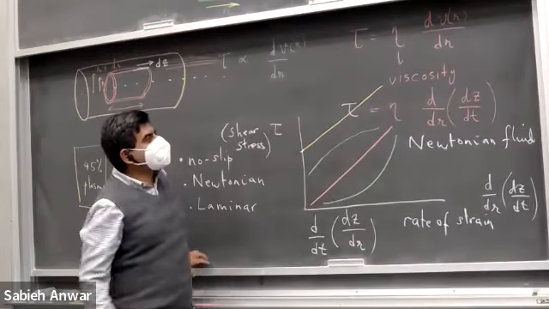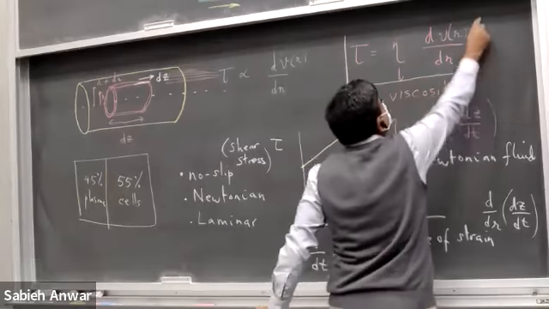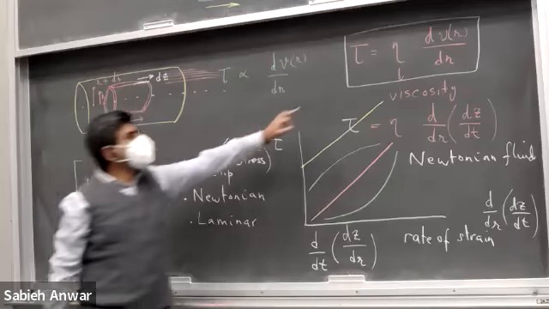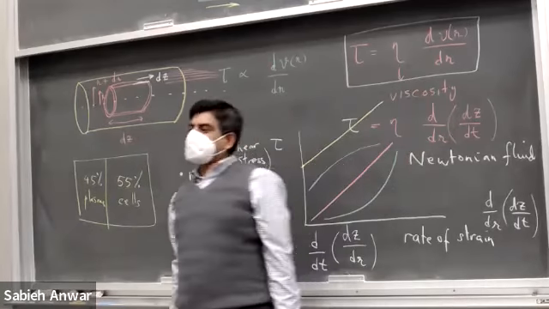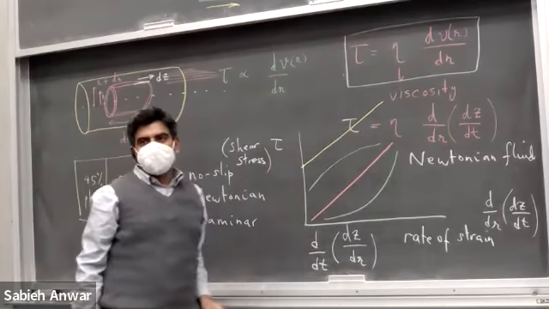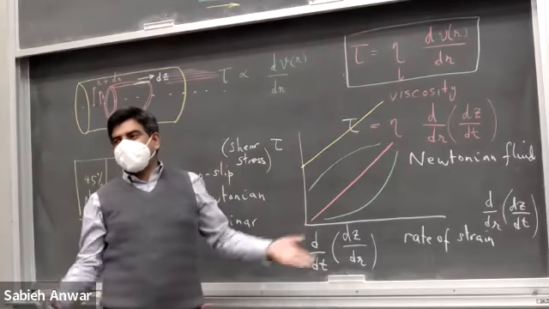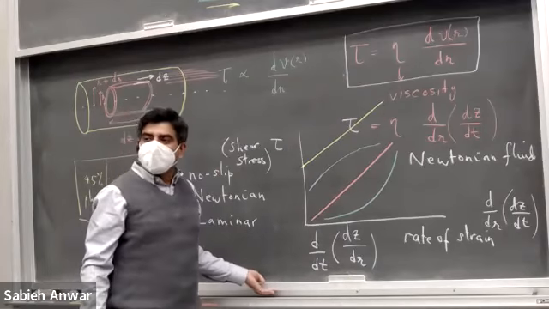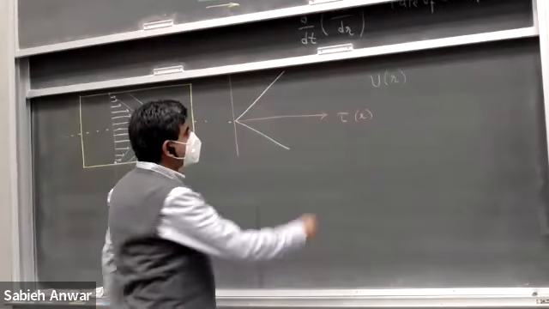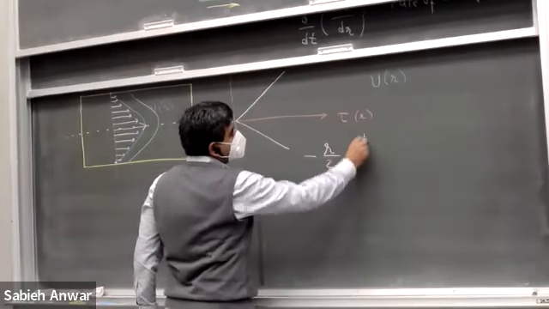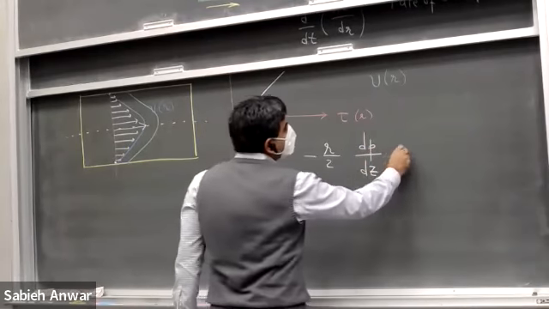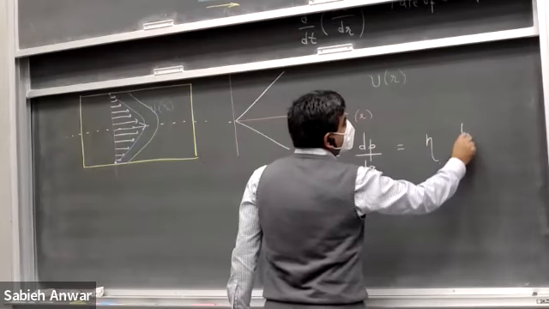We resort to this expression over here. This is Hooke's law for Newtonian fluids. We have a relationship between tau and the derivative of the speed with respect to r. So we plug in the tau that we found into this expression and we get a differential equation that we would then like to solve. So tau is now given by that expression over there. This is tau. This must equal eta dv over dr.